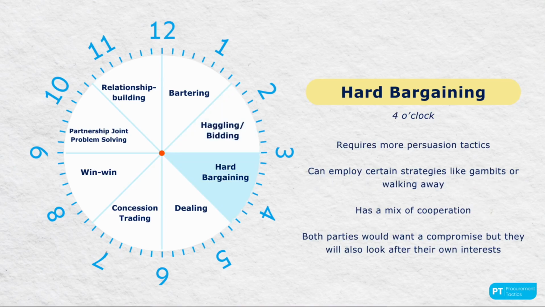The next one is hard bargaining at 4 o'clock. This is more complex than haggling and bidding techniques because it requires more persuasion tactics and can employ certain strategies like gambits and walking away. However, although there is still competitiveness, there is also a mix of cooperation. Both parties want a compromise, but they also look after their own interests and try to maximize their own gains as much as possible.